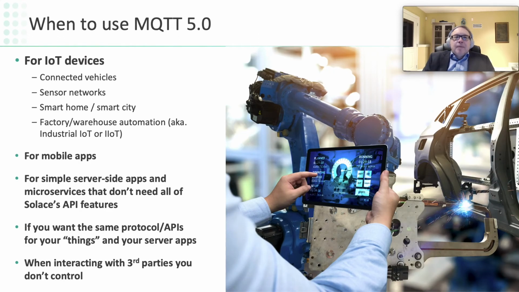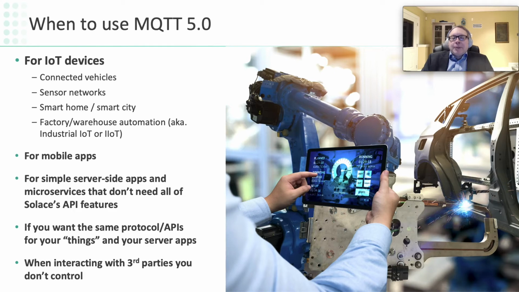As a developer or as an architect, you might be wondering, well, when should I be using MQTT 5.0? And I think the first and most obvious use case is for all the IoT use cases we've been talking about earlier, right? So things like smart cities and smart homes and sensor networks, industrial IoT, connected vehicles. MQTT 5.0 brings all the small footprint and ease of use of MQTT 3.1.1. So it's the obvious choice if you're building IoT devices.